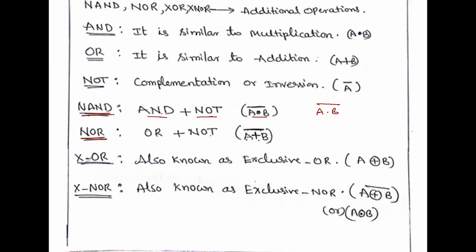Next one, XOR. XOR is also known as exclusive OR. This is the symbol of exclusive OR, A XOR B. The next one is XNOR. XNOR means XOR plus NOT. That means XOR whole bar. It is A XNOR B. This is a dot and circle. This is the symbol of exclusive NOR. So these are the basic operators and the additional operators which we use in Boolean algebra.